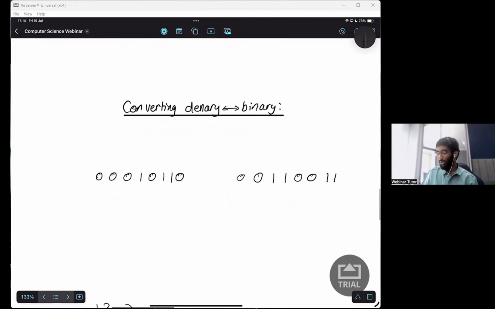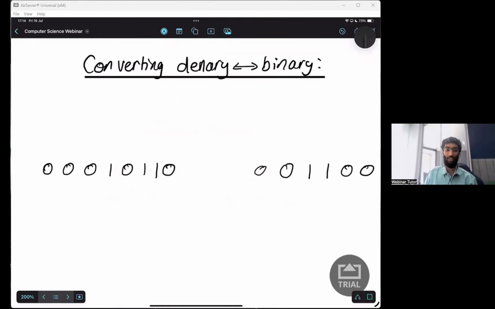So the first thing we're going to do, we're going to look at this left binary over here. What we're going to do is look at the rightmost bit, so this one over here. We're going to assign this bit a value of 1. Now, I'm going to explain in a little bit why this is. Just bear with me for a second.